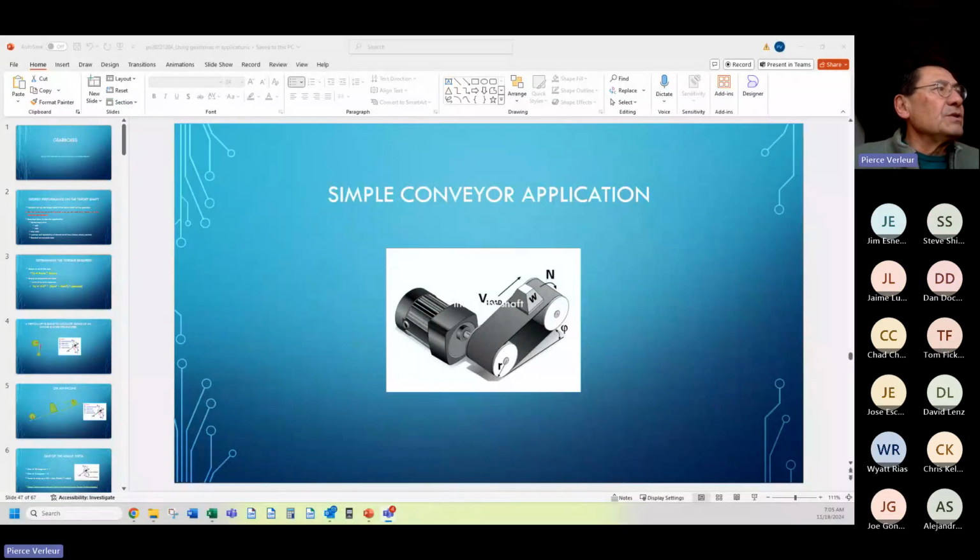I'm assuming you can see my screen. It should say simple conveyor application.